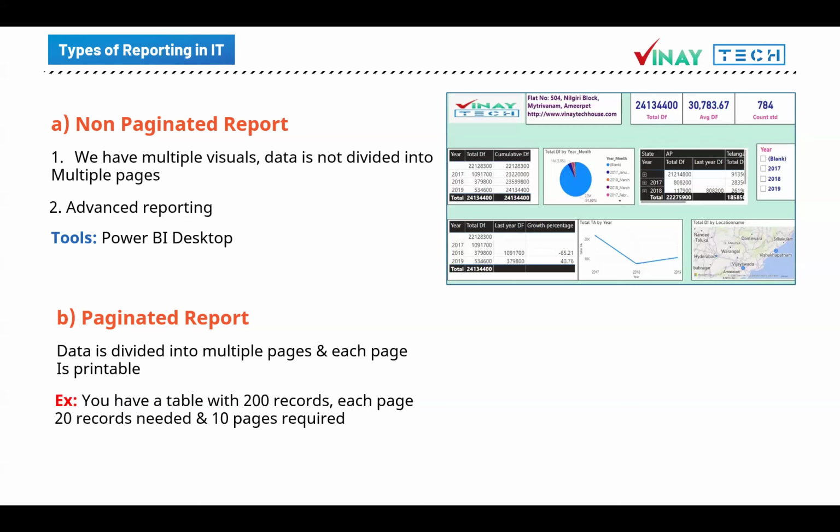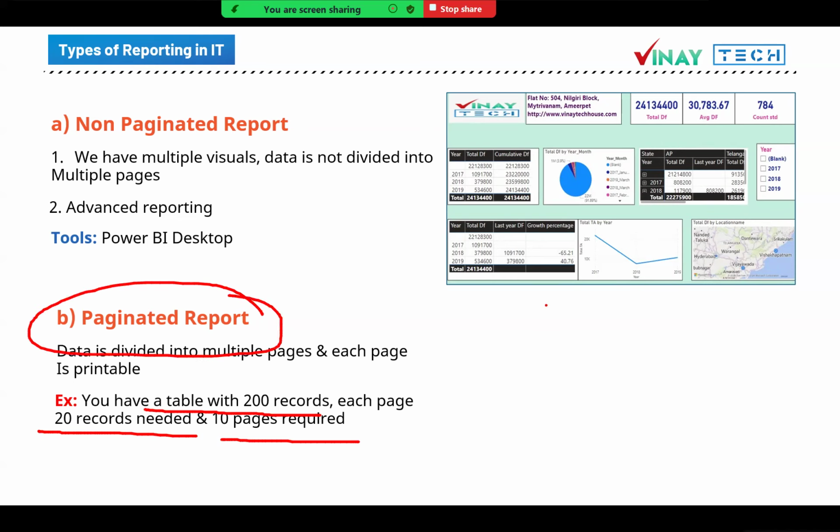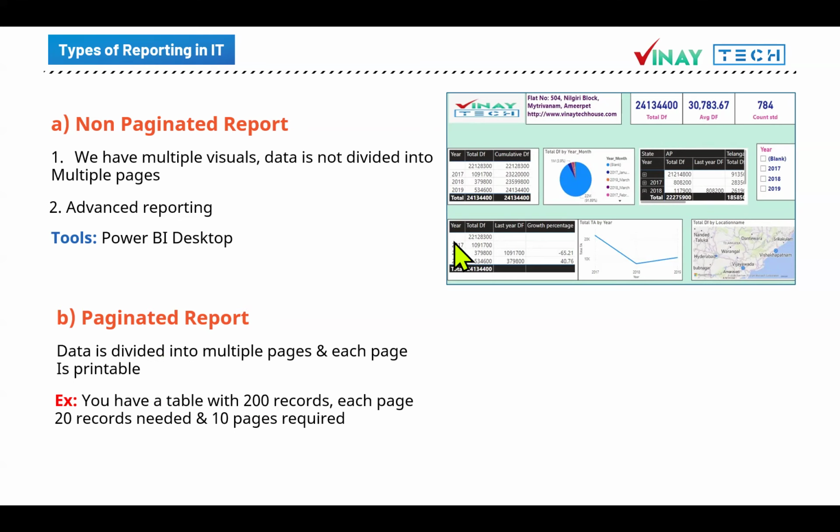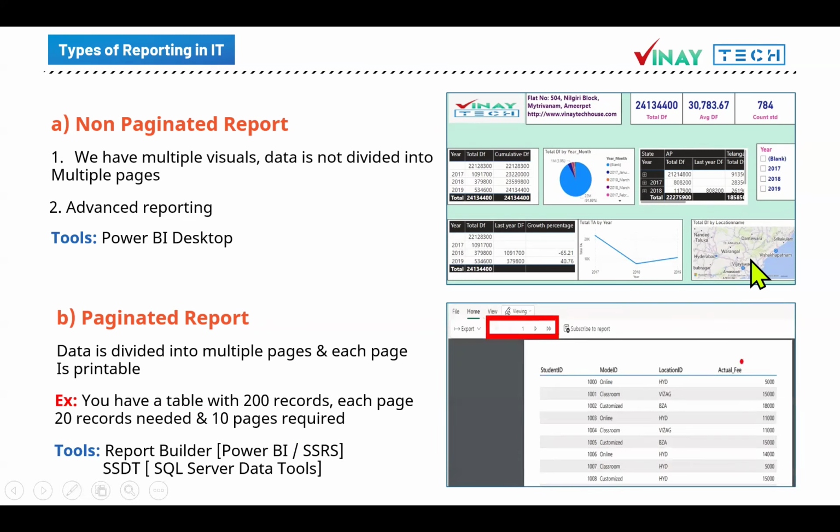One small example: you have 200 records in a table. Each page needs 20 records, and 10 pages are required. That is a paginated report. The example is this. This is a patient report. First page, second page, third page, fourth page. You can navigate. On one page, some records are available, 10 records like this. If you want to develop these kinds of reports, we have Report Builder, which is of Power BI or SSRS.